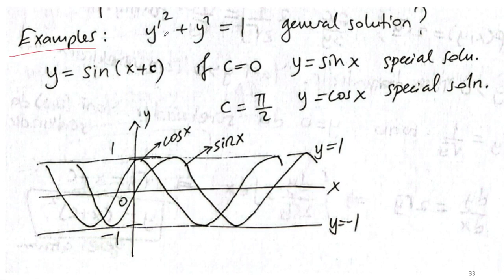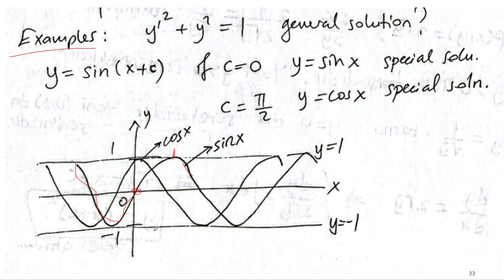Another example, suppose y prime squared plus y squared equals 1. Let's say the solution we have obtained is y equals sine of x plus c. Again, for different c values, we can draw these functions. For example, if c equals 0, we have the sine function here. As you see, it passes through the point 0. At pi over 2, it is equal to 1. And it basically oscillates around the x-axis.